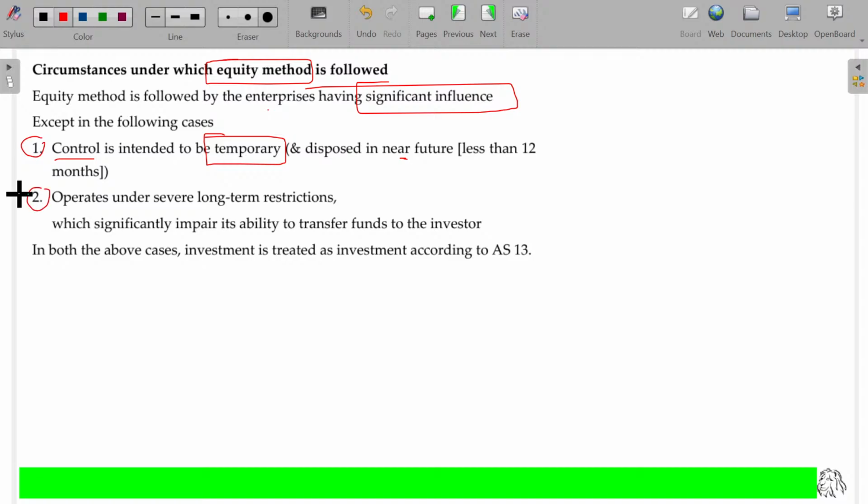Second, though you have more than 20 percentage, there are severe long-term restrictions. What's that? Sir, I don't want to control that company. I hold 30 percentage. I want to sell the shares, but there is a significant restriction. As per some legal barrier, I cannot sell immediately now. I have to wait for 2 or 3 more years. I don't have the intention to run that, but I cannot sell that.